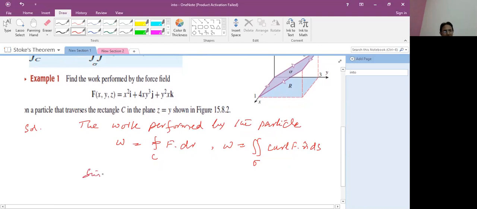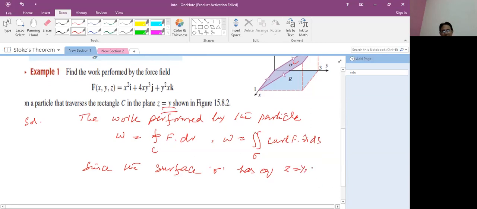Since the surface sigma is a surface with equation z equals y, then we will find curl F, which is equal to del cross F.